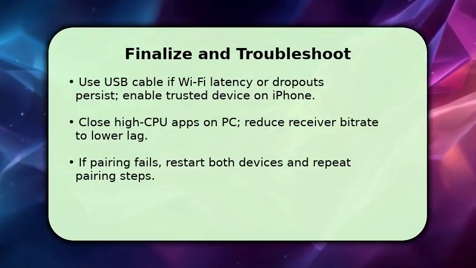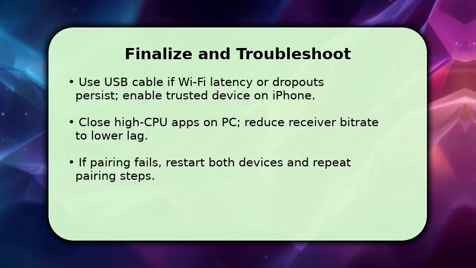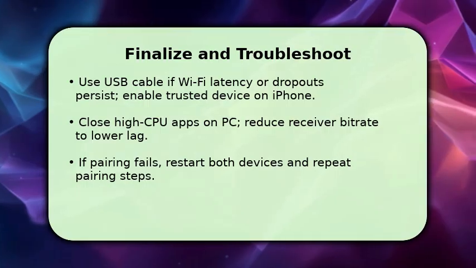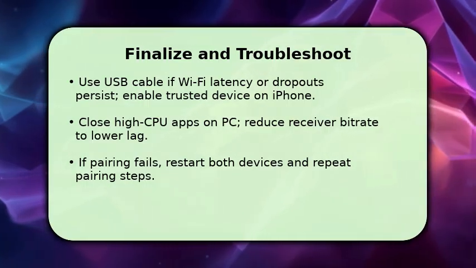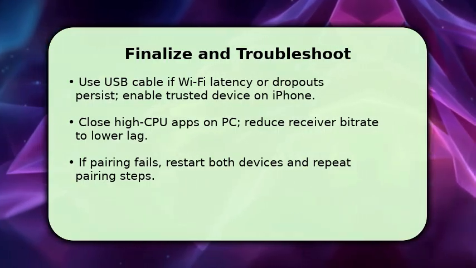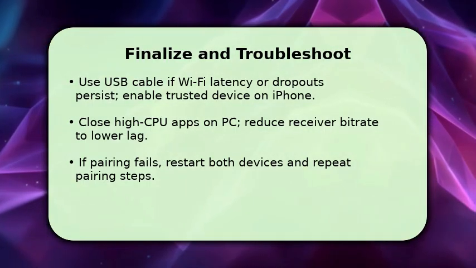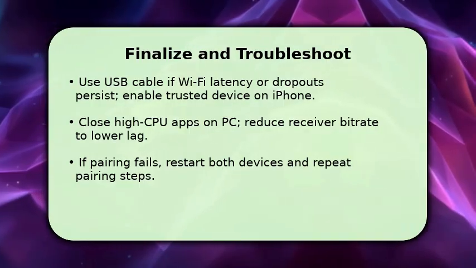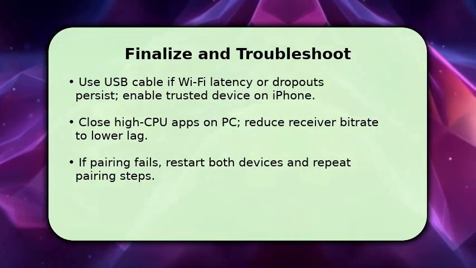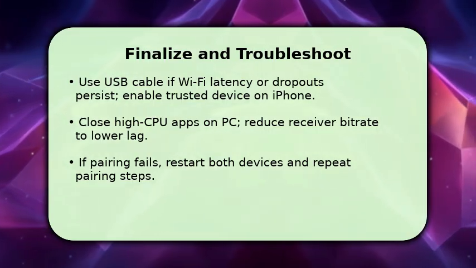If you still see lag or drops, switch to a USB connection and mark the PC as a trusted device on the iPhone. This often stabilizes the stream. Make sure the PC firewall permits the receiver app. If the connection fails, restart both devices, reopen the receiver, and pair again. This resets network handshakes. If issues persist, lower resolution or close background apps to free resources.